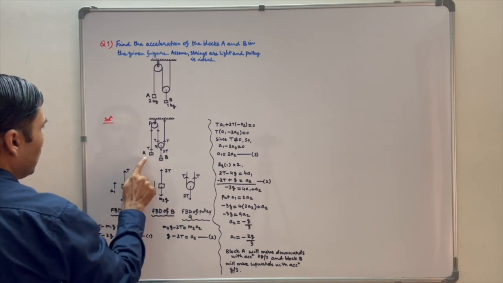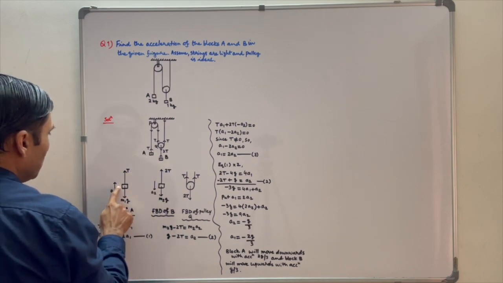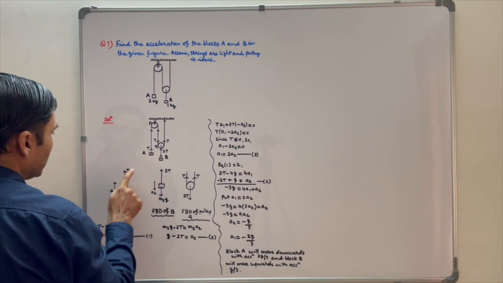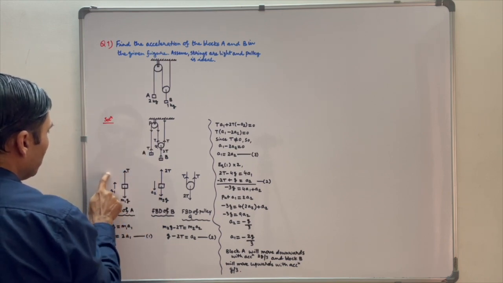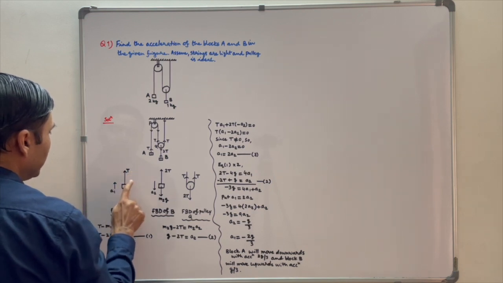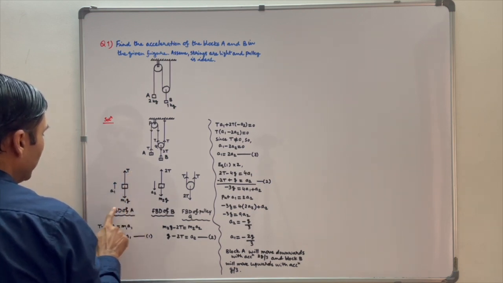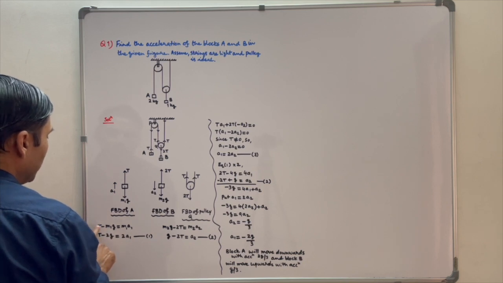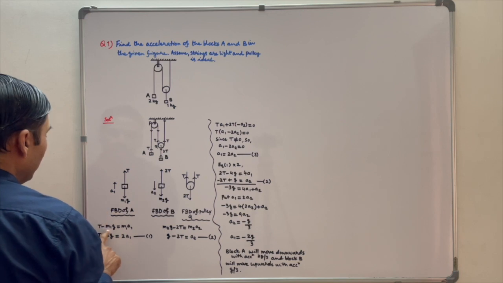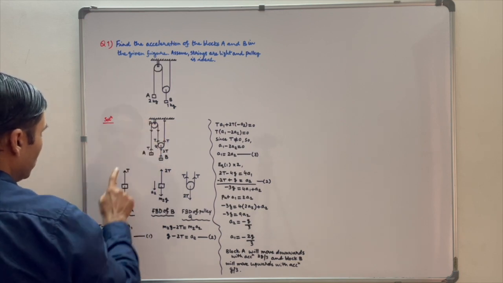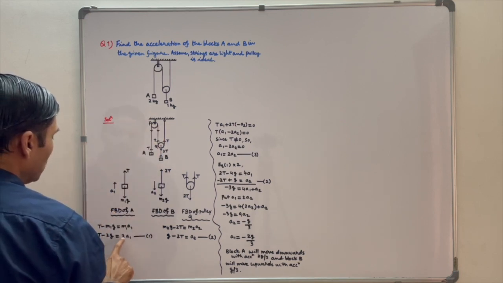This is the FBD of block A. Tension T works on it due to this string. M1g is its weight. Since this is moving upwards, the net force on it will be upwards, and that will be T minus M1g. So we can write the equation of motion as T minus M1g is equal to M1a1. M1 is given as 2 kg, so it will be T minus 2g is equal to 2a1.